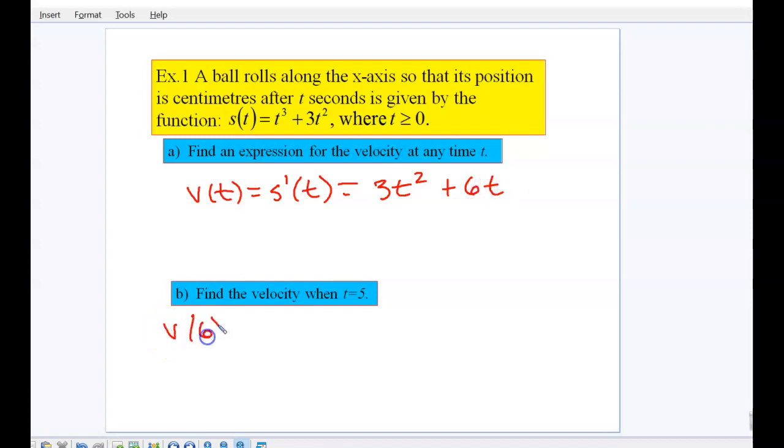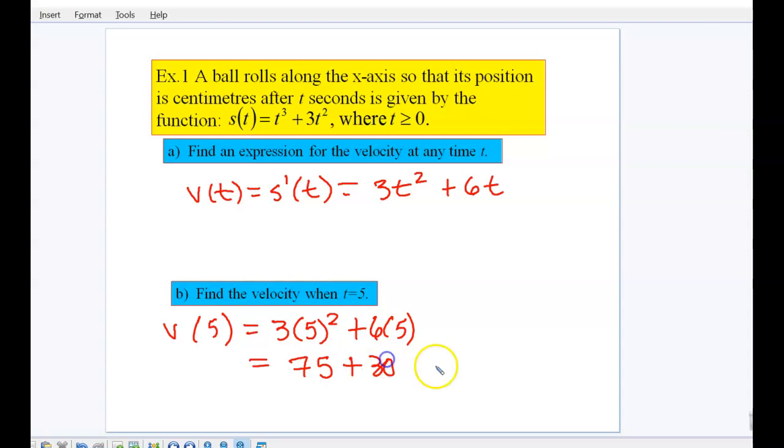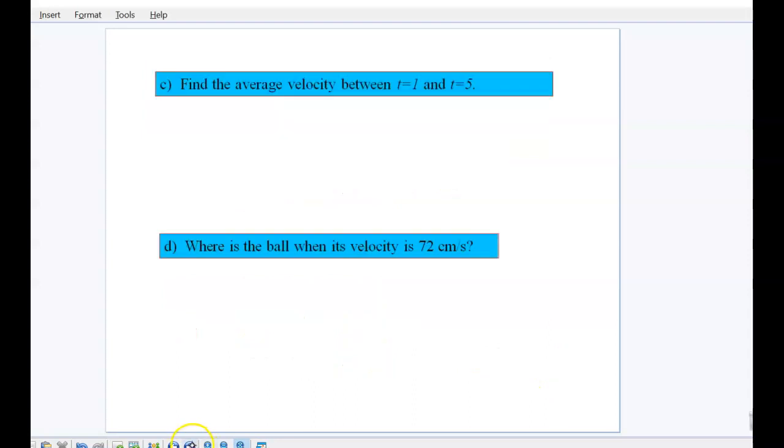Part B, we want to find the velocity when t is 5. So again, all I'm going to do is plug 5 in for time into the velocity function. So this is going to be 3 times 25 is 75 plus 30. So this would be 105, and my units would be centimeters per second.